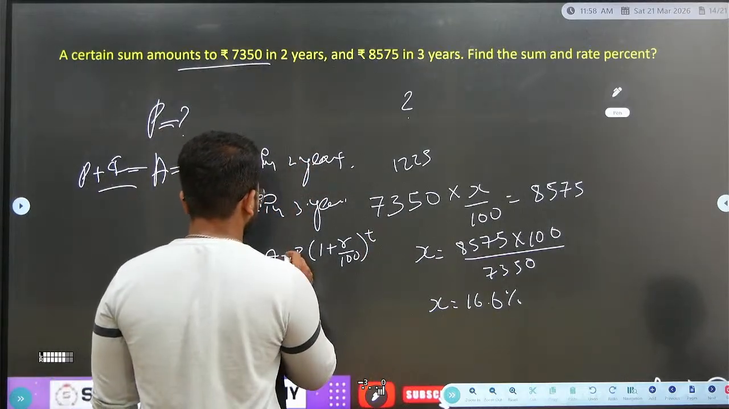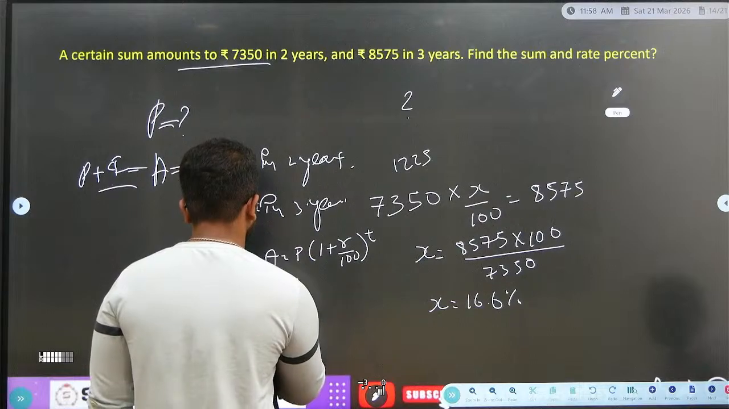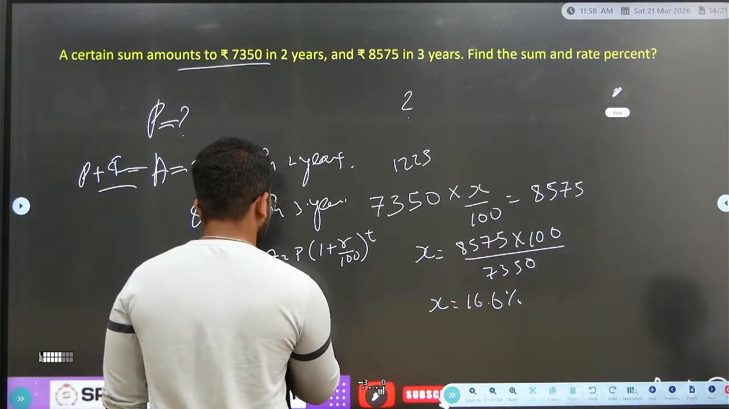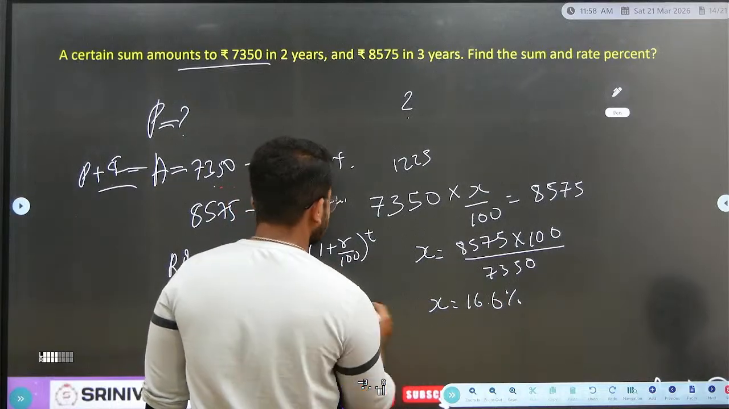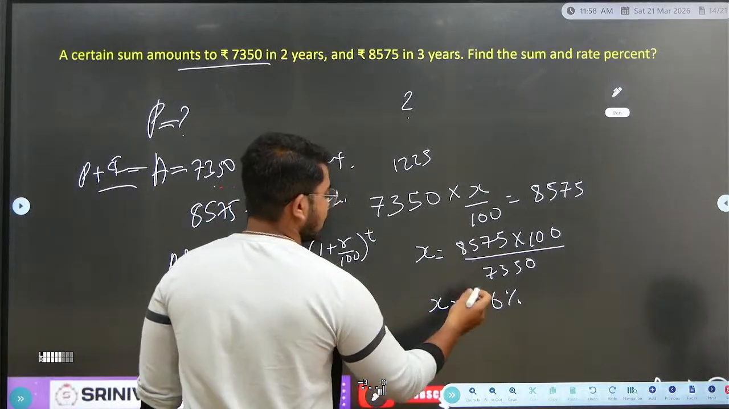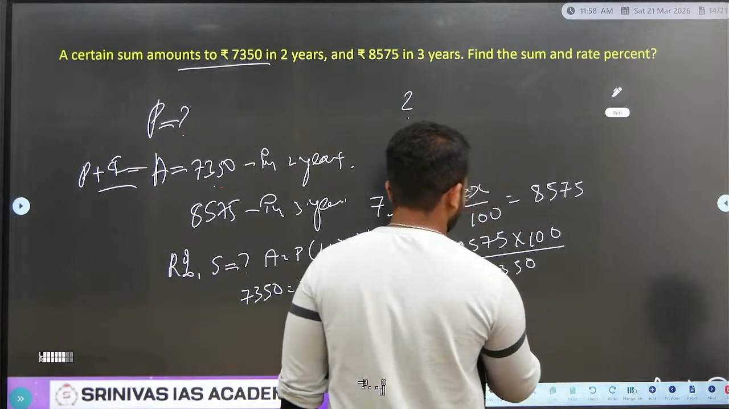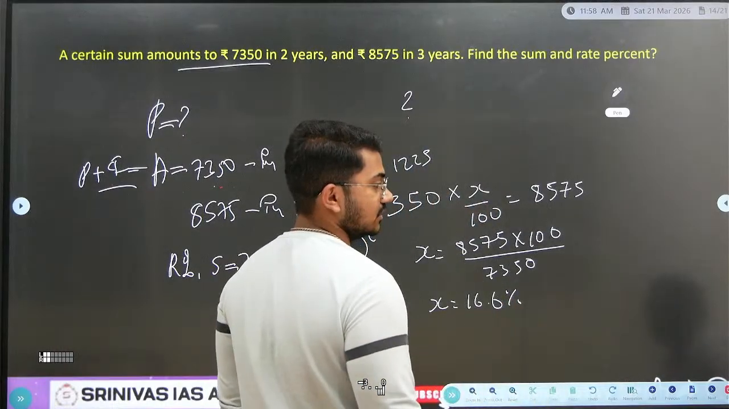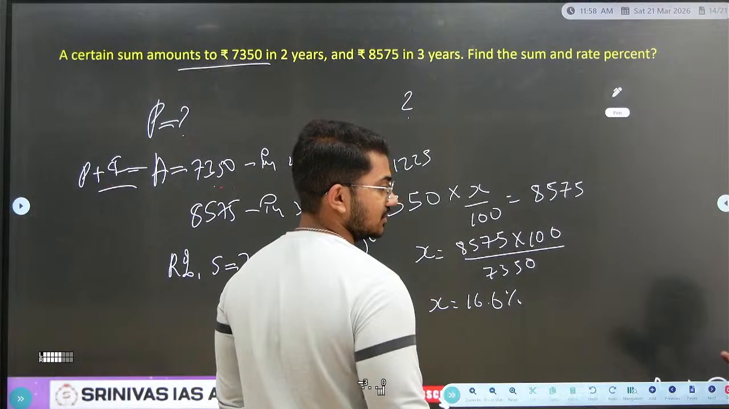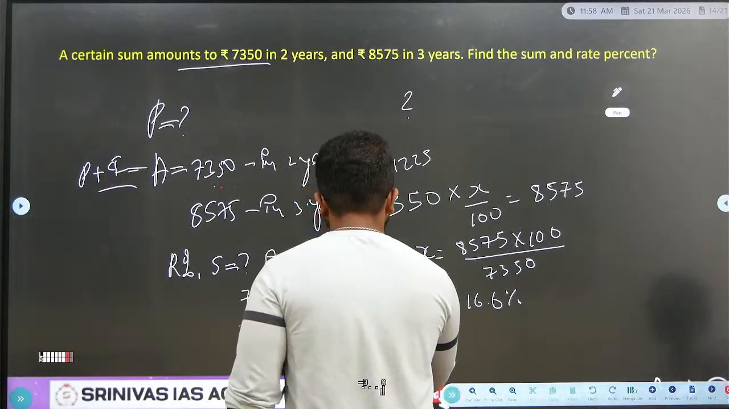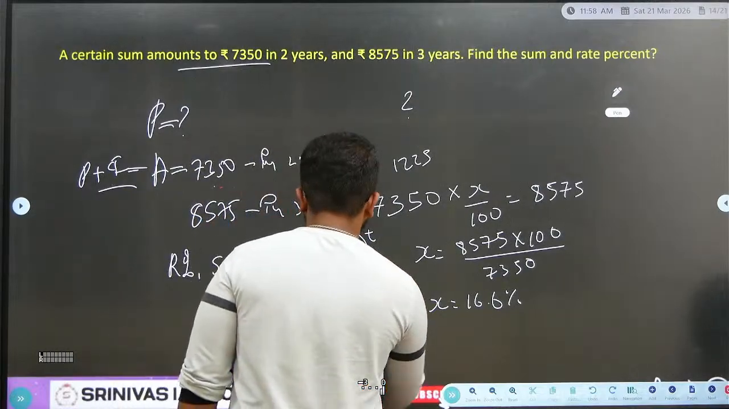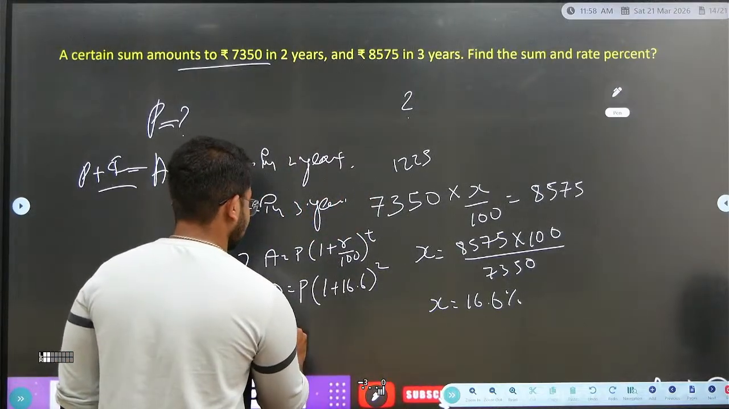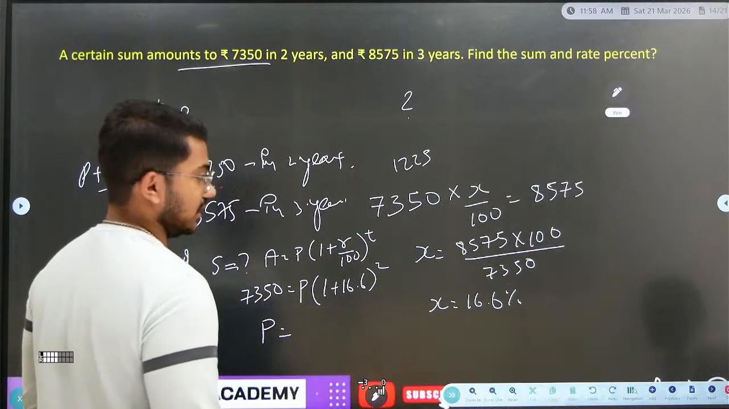So we know the amount 7350 equals principal times (1 plus rate of interest, 16.6%). Sir, if we get a mixed fraction, how will it be? We do not require 16.6 itself, but 16.6 into time, which is 2 years. Yes, so then we will get... Again, you end up in the same position only. Yes. Is this correct, sir?